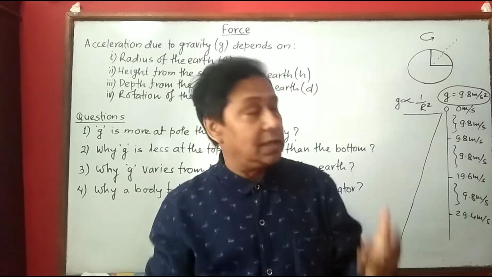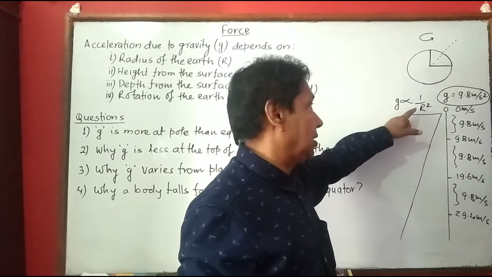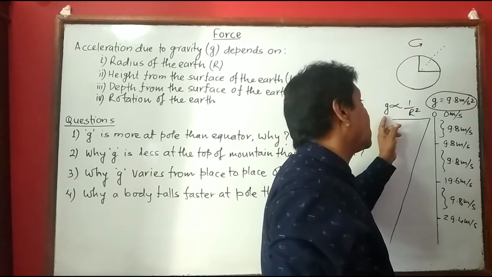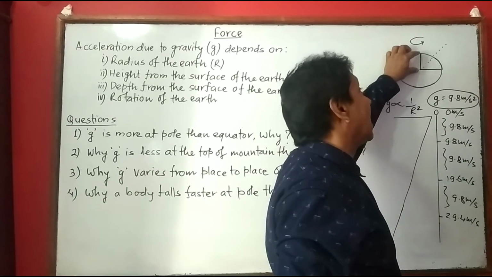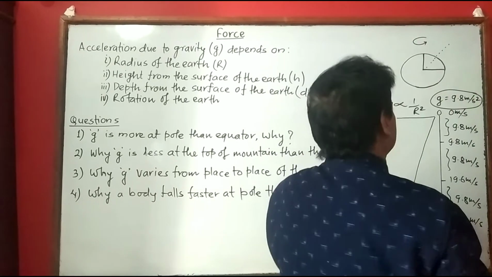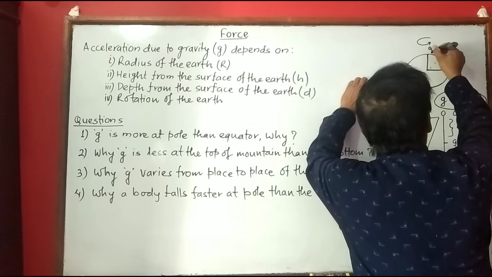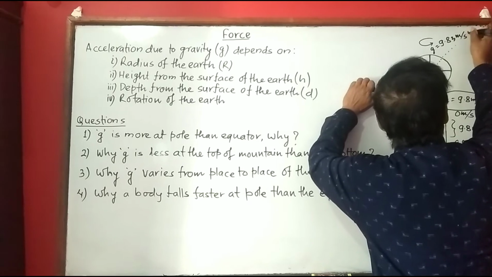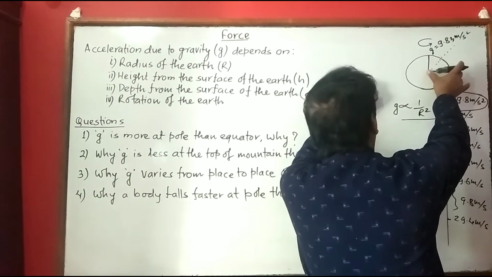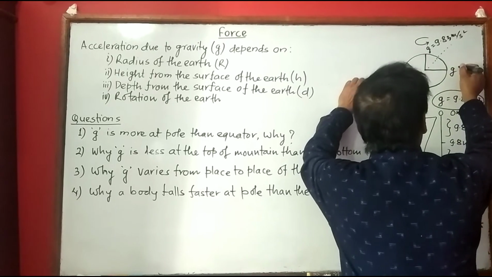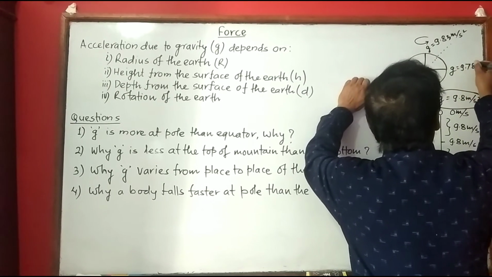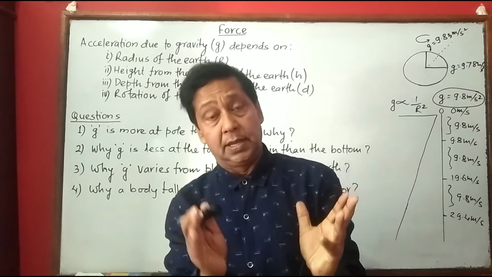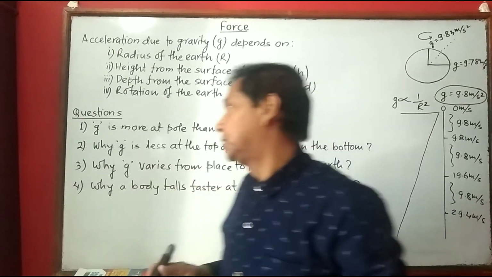And since G is inversely proportional to the square of the radius of the earth, G is more at pole. That's why R is less at pole, that's why G is more at pole. And the value of G is found to be 9.83 meter per second square at pole. But radius is more at equator. That's why G is less at equator. It is found to be 9.78 meter per second square at equator. It's clear, isn't it?